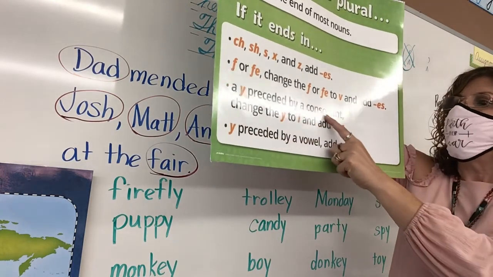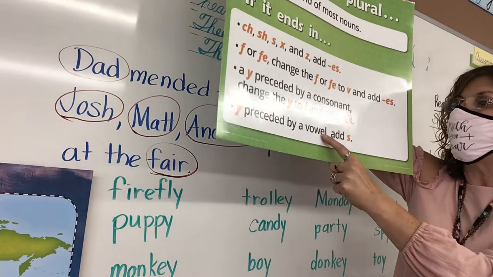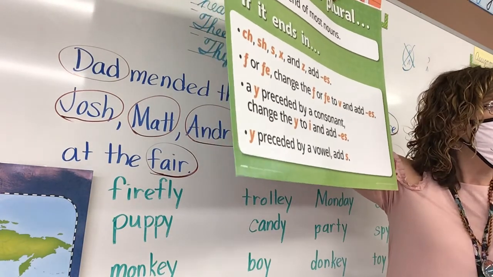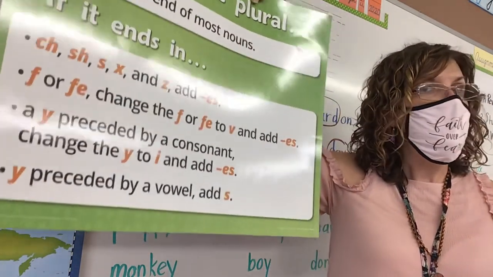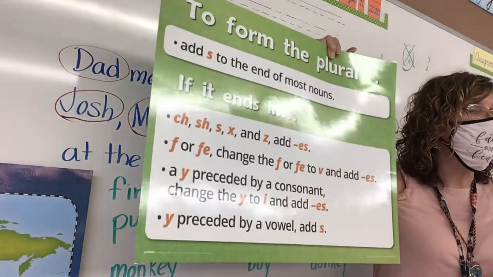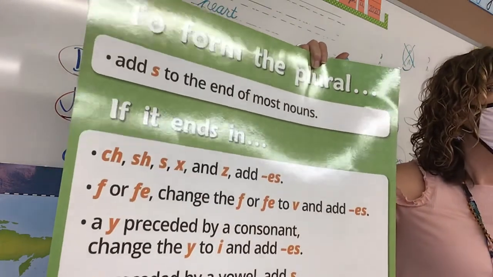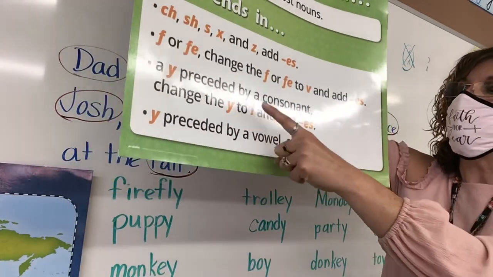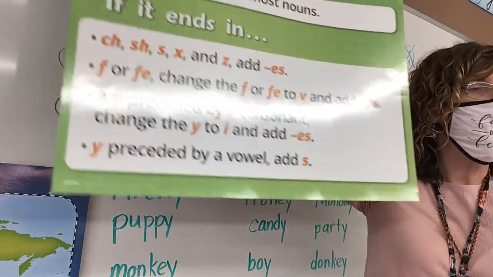A Y preceded by a consonant, you're going to change the Y to an I and add ES. A Y preceded by a vowel, you're going to add S. That's it. So you need to think about words ending in Y. How many of you know what precede means? It means it comes before it. And I will show you that when we do these words on the board. You just have to be paying attention. So you look before the Y. Adam, I need your attention up here. You need to look before the Y, see what's in front of the Y. If it's a consonant, you're going to change the Y to an I and add ES. If it's a vowel, you're just going to add S.